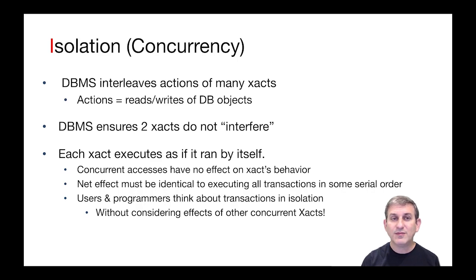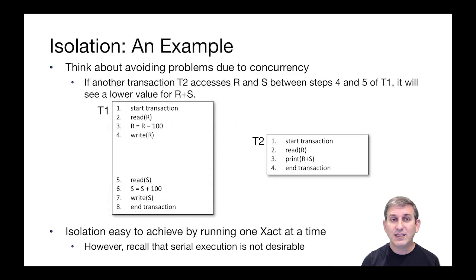Remember that the database management system is going to interleave the actions of many transactions, where actions are reads and writes on the database. And the database's job is to ensure that two transactions do not interfere with each other in some way. So each transaction is going to execute as if it's running by itself. The concurrent actions of one transaction should not affect other transactions. And the net effect should be identical to executing all of the transactions in some sequential or serial order. Okay, so even though we're going to have concurrency, we should have an effect that basically looks like a sequential ordering. This is going to allow users and programmers to think about their transactions in isolation without considering the effects of other transactions. Let's look at an example.